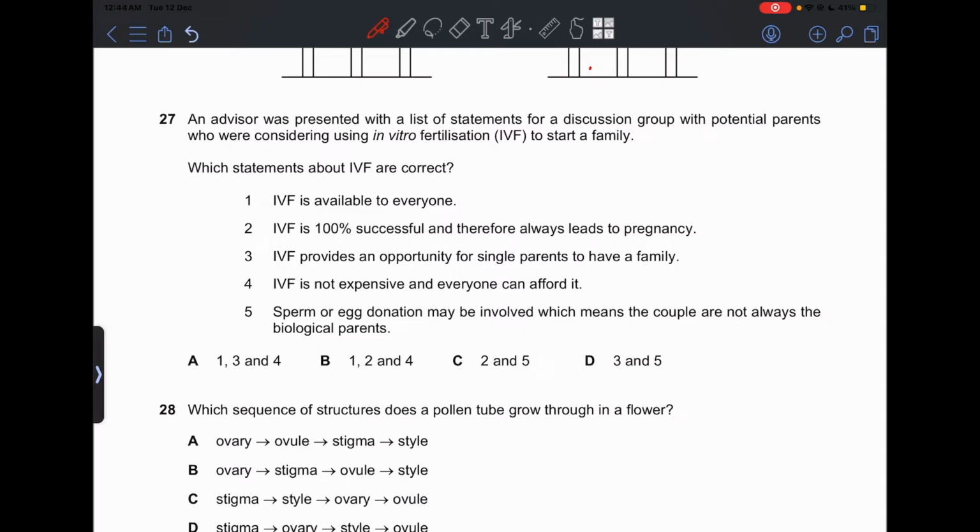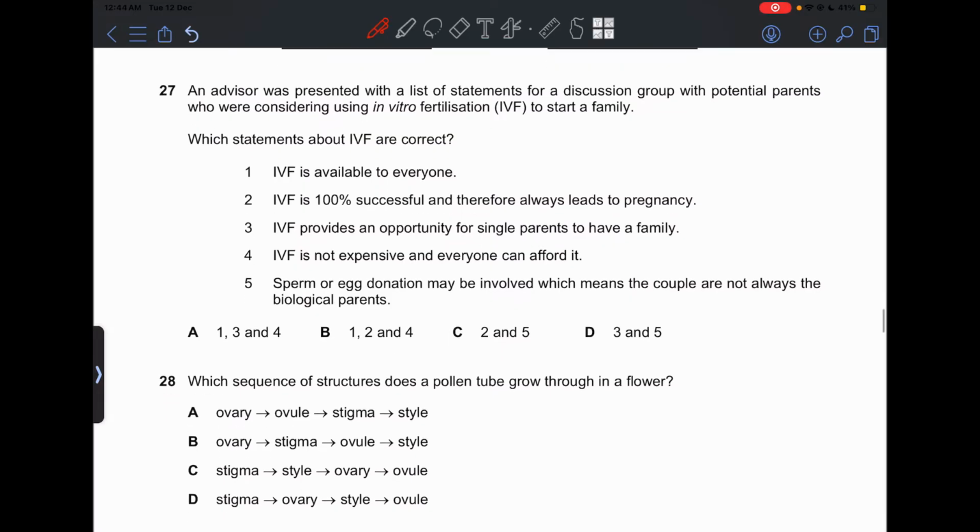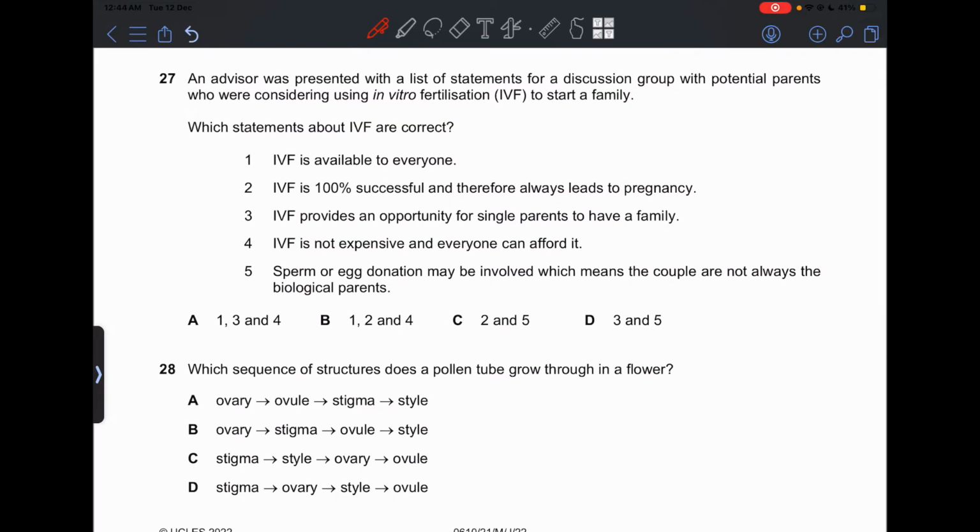Now 2 says IVF is 100% successful and therefore always leads to pregnancy. Also, this is incorrect. There's always a chance of failure and that it will not work. 3 says IVF provides an opportunity for single parents to have a family. This is correct. And number 4 says that IVF is not expensive and everyone can afford it. It is actually incorrect. It is costly and very expensive. Some people may not afford it.